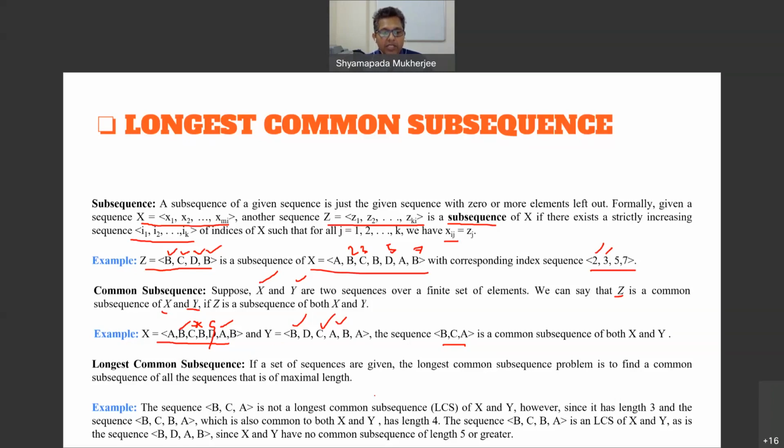Okay, so this is the longest subsequence we are trying to find out. So for example, BCA is a common subsequence of X and Y in this example, but it is not the longest. It has length 3. But we have another subsequence, BCBA.